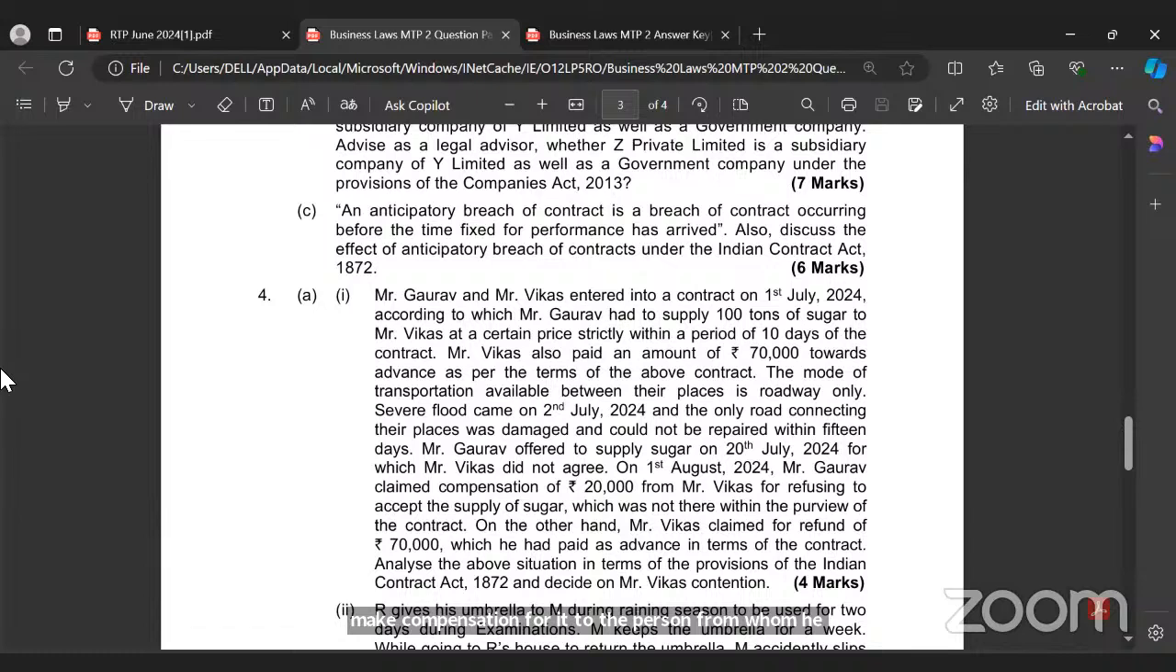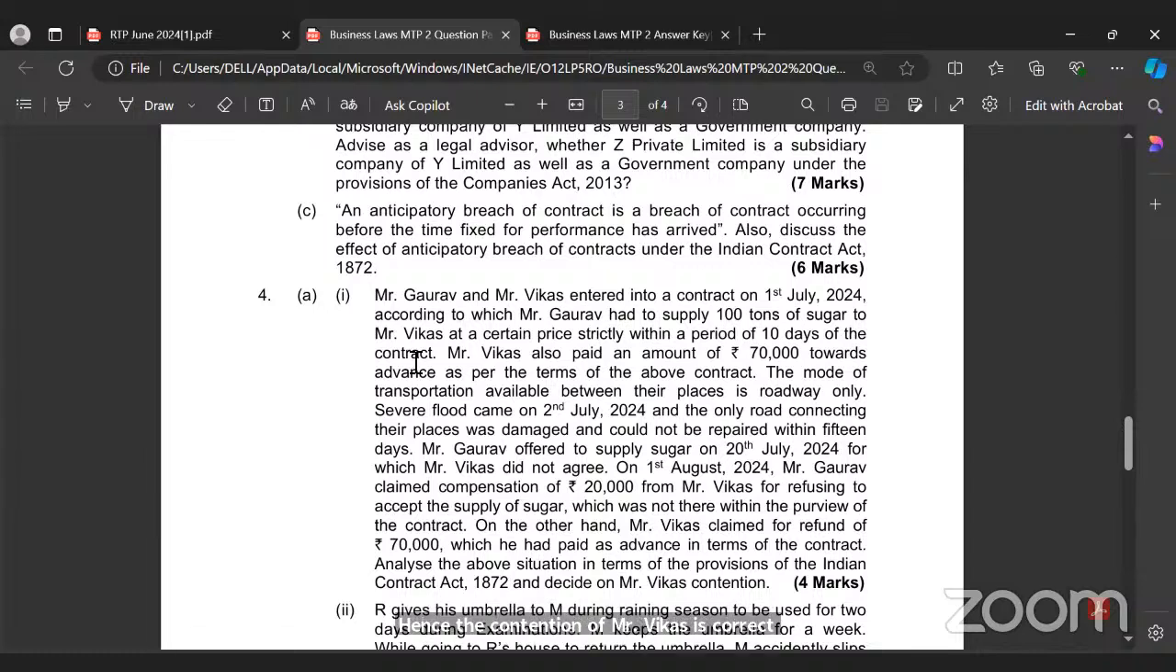In the given question, Mr. Gaurav and Mr. Vikas have entered into a contract to supply 100 tons of sugar. The event of flood occurred which made it impossible to deliver the sugar within the stipulated time. Thus, the promise in question became void. Further, Mr. Gaurav has to pay back the amount of rupees 70,000 that he received from Mr. Vikas as an advance for the supply of sugar within the stipulated time. Hence, the contention of Mr. Vikas is correct. That's all.